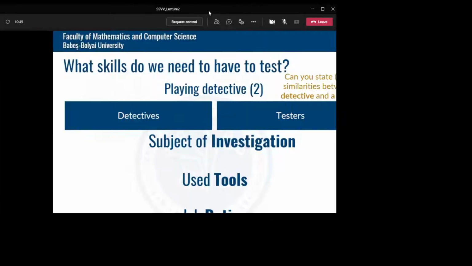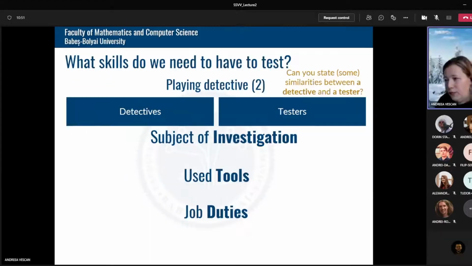In this respect, what do you think a tester has to do if you make a parallel to this? So a detective must testify, right? What do you think the tester has to do with this? He reports the bugs and the issues found to the programmer, and the programmer then fixes them. Exactly, right. So this is the same similarity.